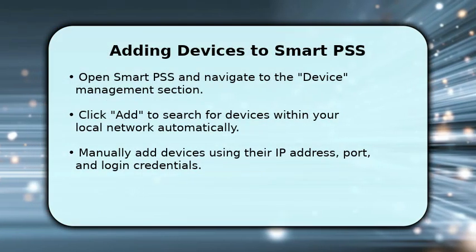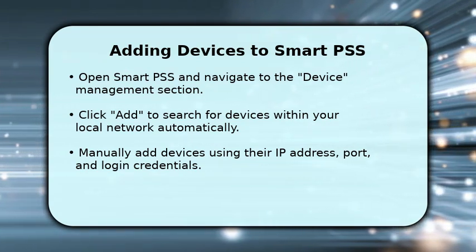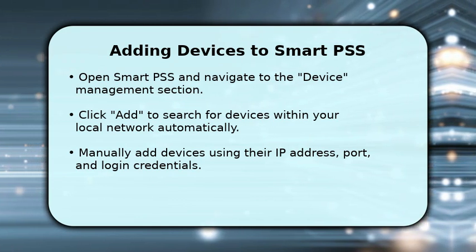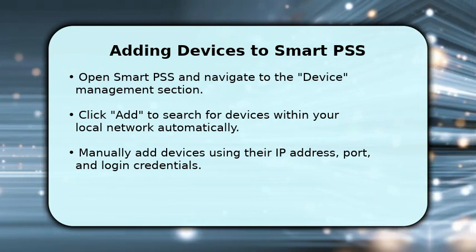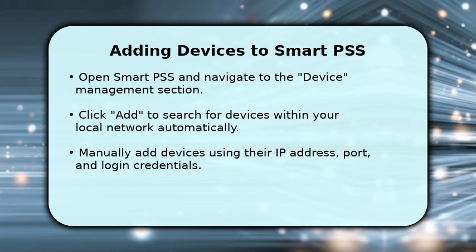Now, let's add your security devices to Smart PSS. Once the application is open, locate and click on the device icon, usually found on the main interface. From there, select Add to initiate an auto search for devices on your local network.